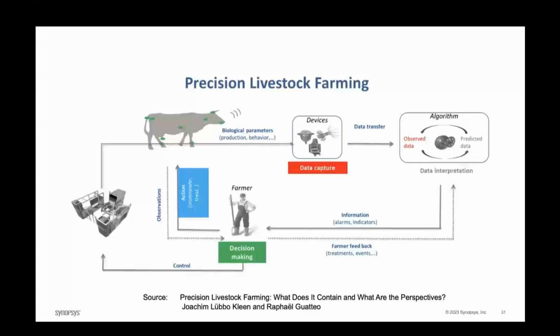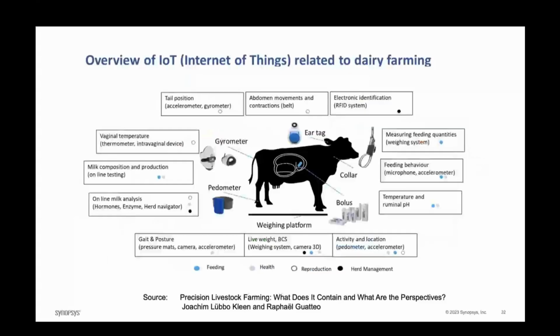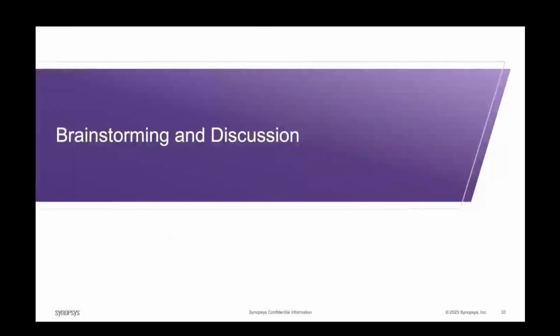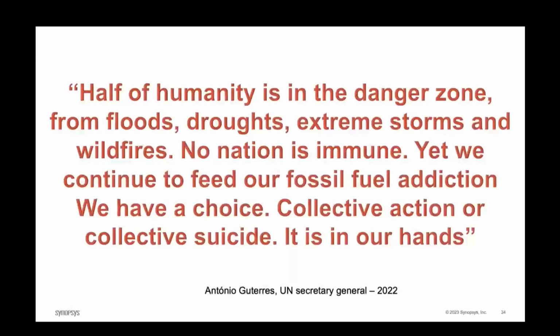I'm not going into much more detail because I think it's time for me to finish. This is the overview of the Internet of Things related to dairy farming. This is all the things we can measure: we are looking at the feeding, the field, the production, and the field management, and we can send the information to the cloud, so the farmer can be aware of that. So, brainstorming and discussion, and I will finish with that.